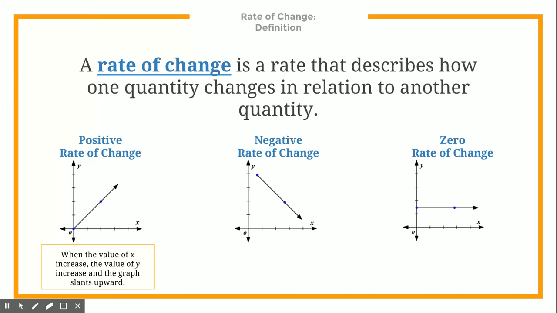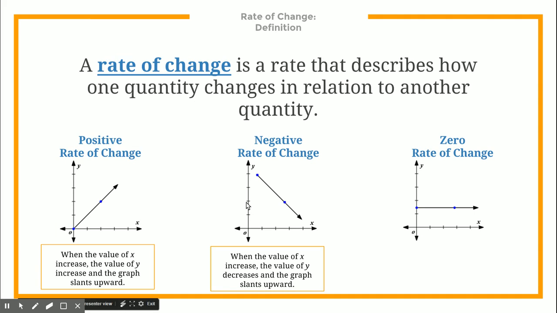Now, one thing to remember on this is basically the positive saying that when the value of x increases, y increases. On negative, it's saying that when x increases, the y decreases. And on the 0, it's saying as the value of x increases, the y remains constant. Nothing changes.